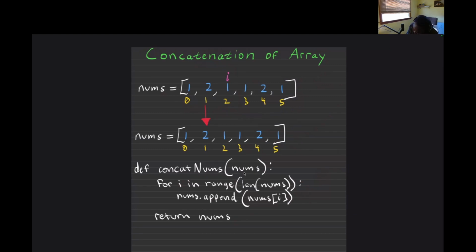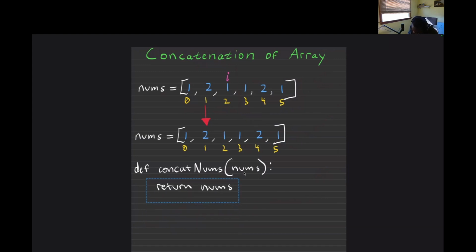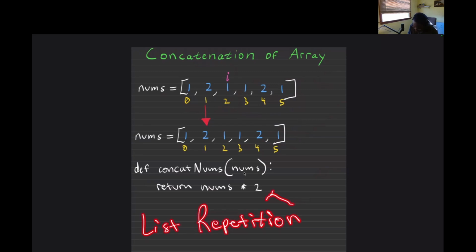So a Pythonic way of doing this for the second approach, where we're not using any CPU clock and we're just using multiplication, is just return nums times 2, and that's it. I believe in Python you call that list repetition, what I just did there, okay?